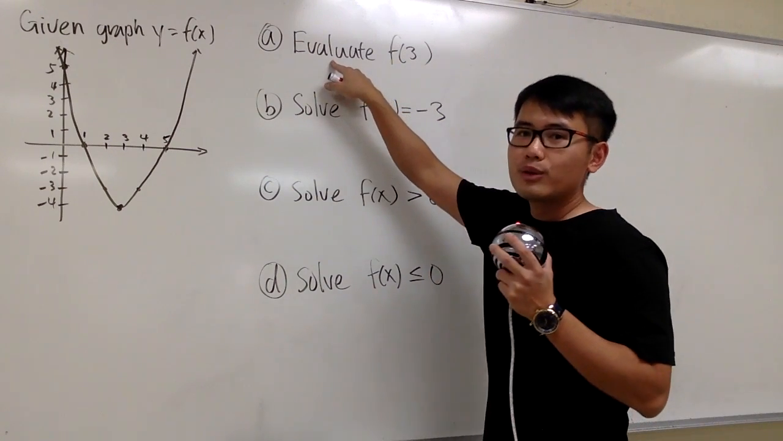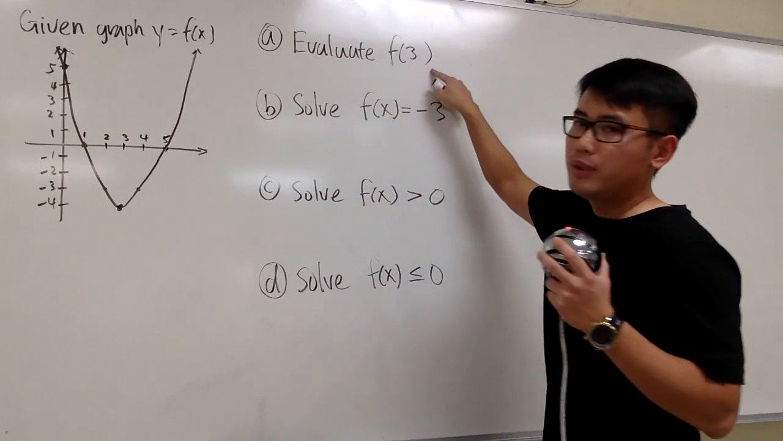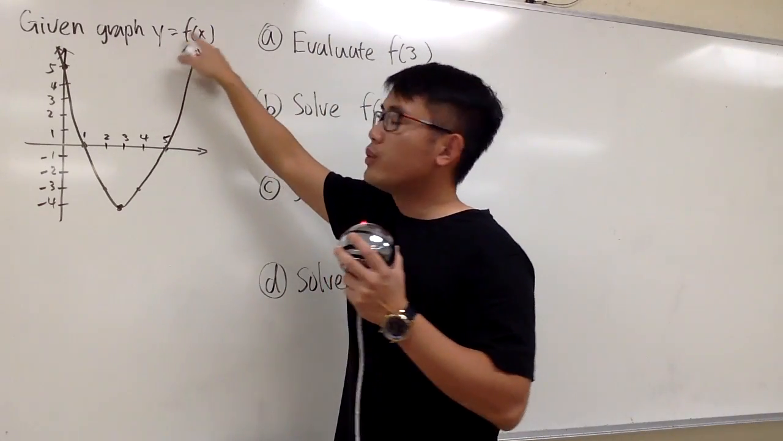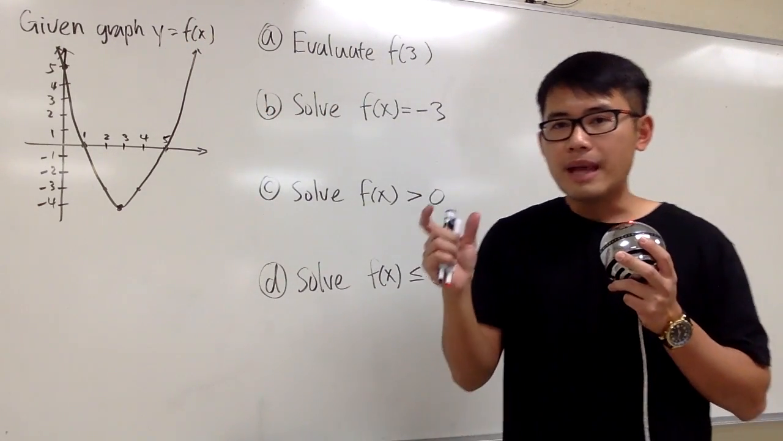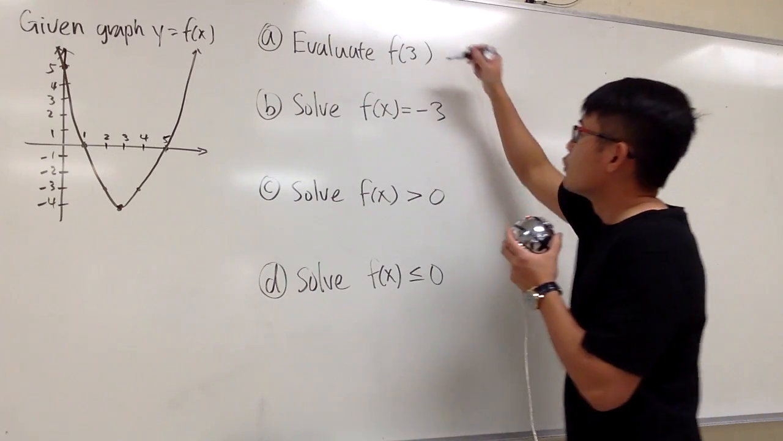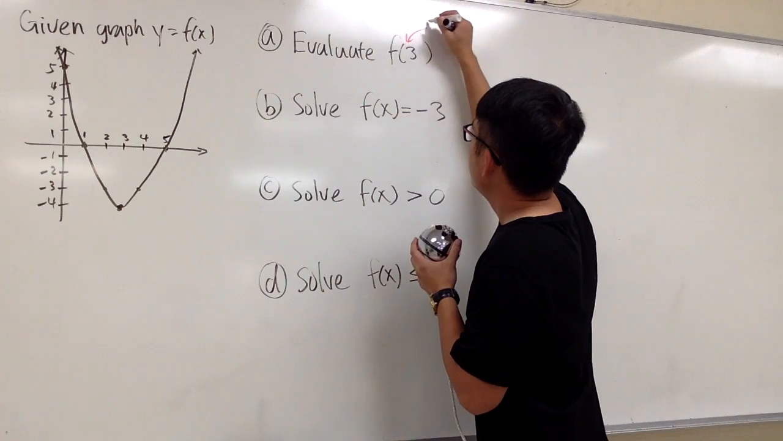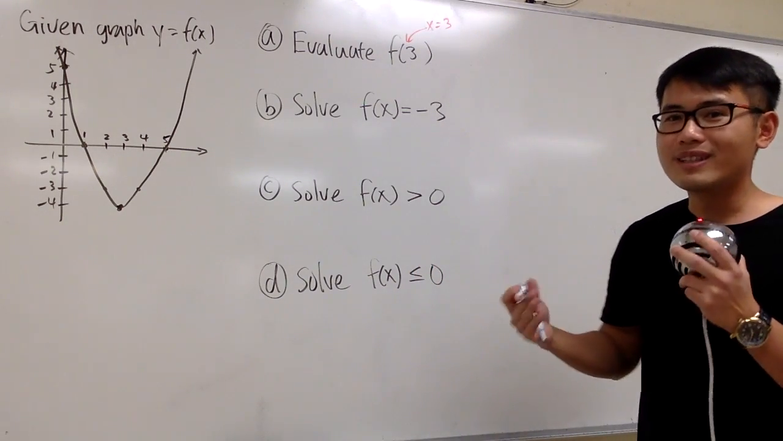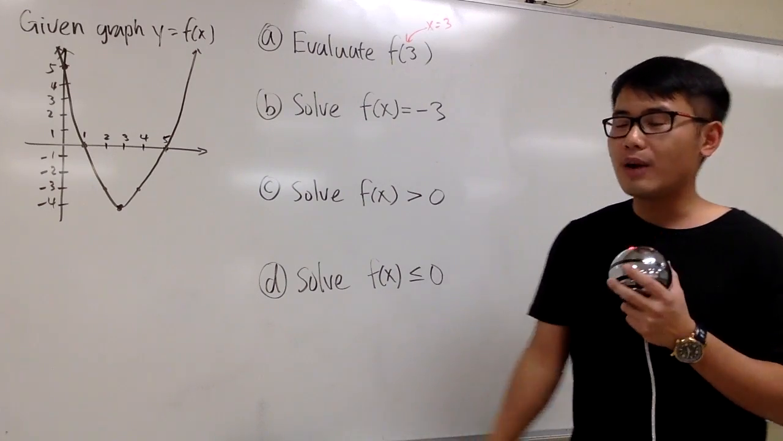First part, it says we are going to evaluate f of 3. So what does this mean? Well, let's review the notation. Y is equal to f of x, right? The number inside of f parentheses, that is the x value. Right here, we know the x value is equal to 3. And our goal is to find out what's the output, namely the y value.